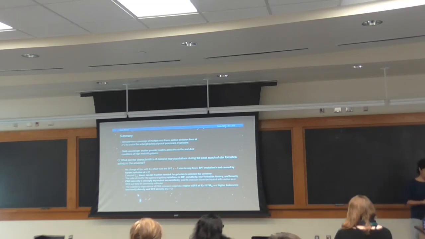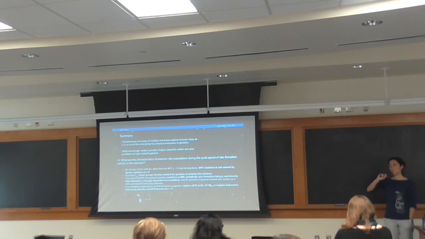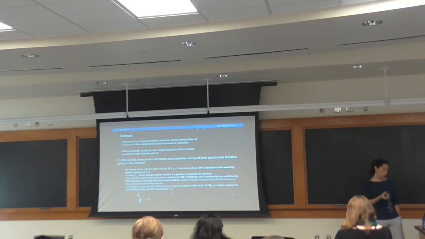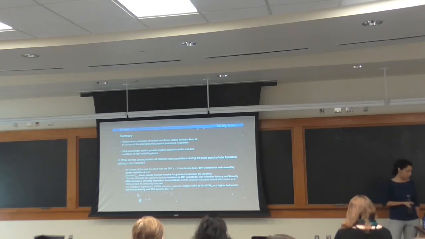We learned that in the BPT diagram, since the ionizing photon production efficiency is not changing, the offset cannot be explained by harder ionizing radiation. The elevated xi_ion has important implications for the reionization models.